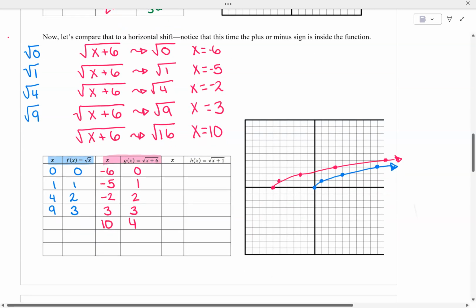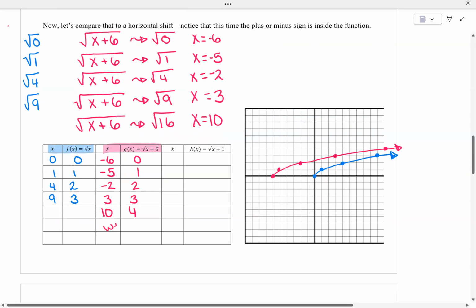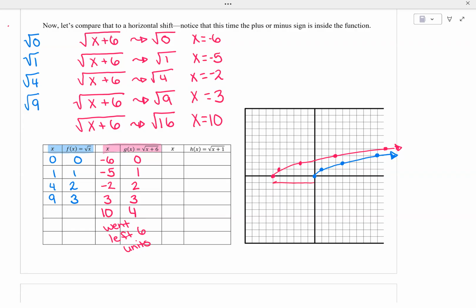Okay, but notice what happened to the graph. We went left 6 units. So I went this way for when the problem said square root of x plus 6. So we did all the math, but notice what happened.